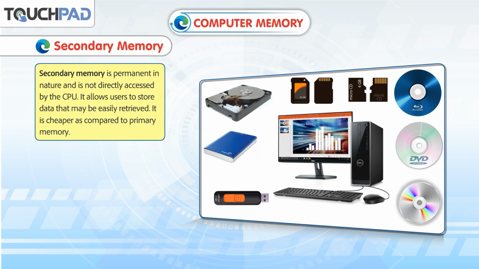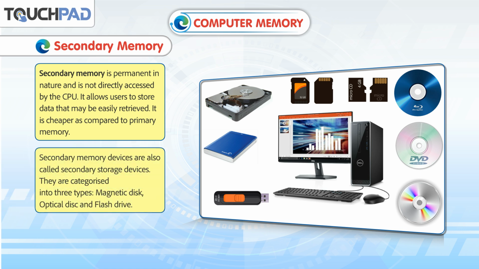Secondary memory. Secondary memory is permanent in nature and is not directly accessed by the CPU. It allows users to store data that may be easily retrieved. It is cheaper as compared to primary memory. Secondary memory devices are also called secondary storage devices. They are categorized into three types: magnetic disk, optical disk, and flash drive.